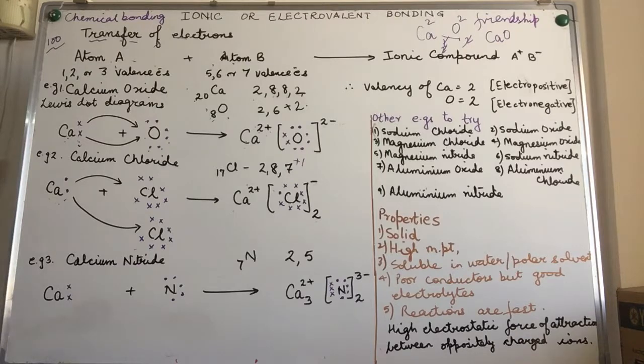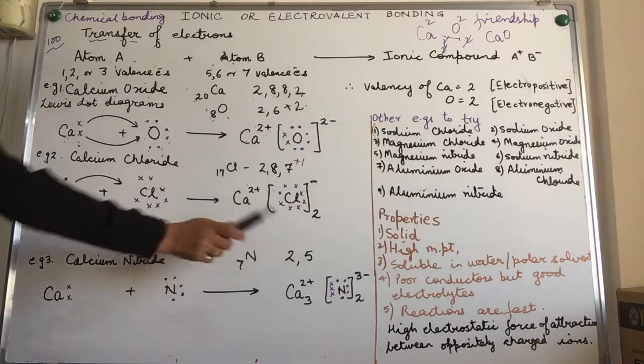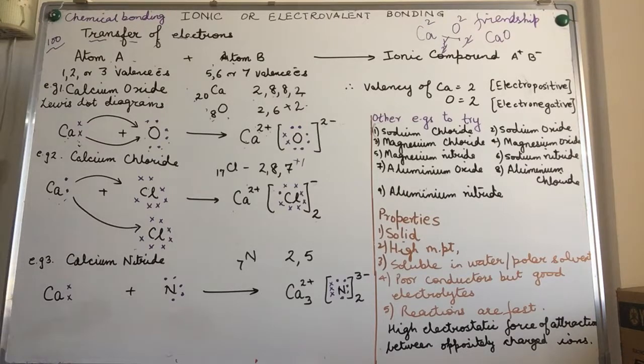Let's take another example, a third one, calcium nitride. Nitrogen 7, so 2 and 5. This is something interesting. Calcium says, I want to get rid of 2 electrons. Nitrogen says, but I want 3. So that way they won't be able to form a bond. Calcium is stuck on giving 2, nitrogen on taking 3. How do we do that?